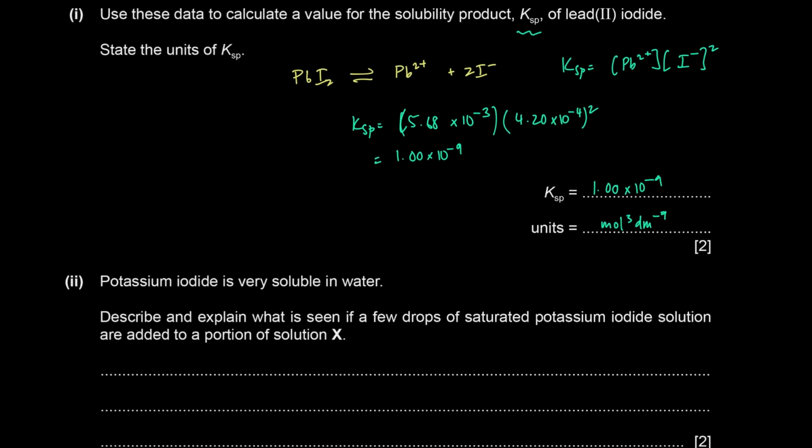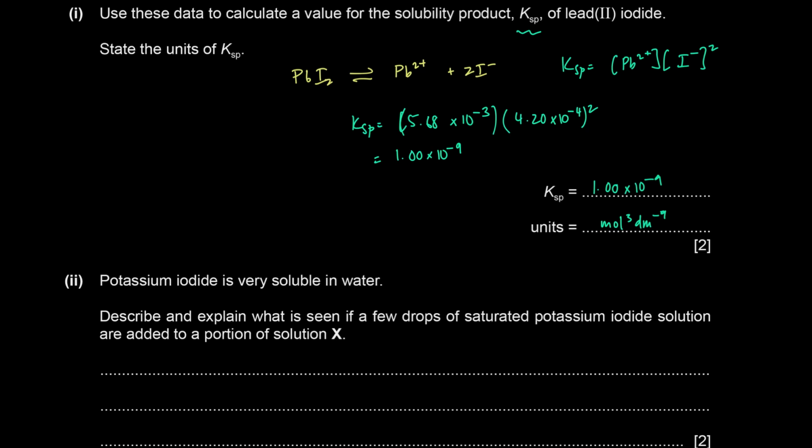Potassium iodide is very soluble in water. Describe and explain what is seen if a few drops of saturated potassium iodide solution are added to a portion of solution X. So solution X is a saturated solution. If I add potassium iodide to this solution, I'll increase the iodide concentration. What will happen to the equilibrium over here? If I increase the iodide concentration here, the equilibrium will shift to the left.